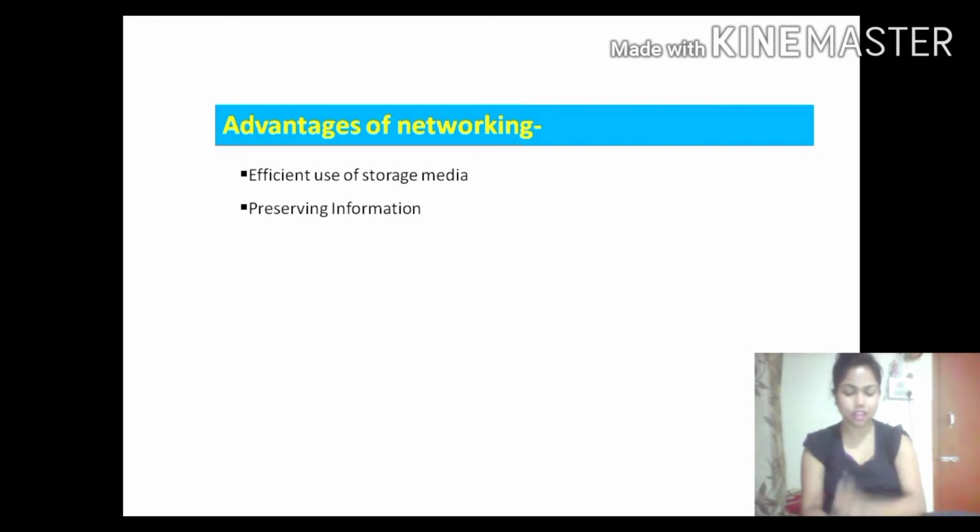So it is very difficult to sit at 20 computers and take backups of everything one by one. Now if all the computers are connected together, all the information will be saved in one place. So taking a backup of only the server will do, and it is a good idea. So that is preserving information.